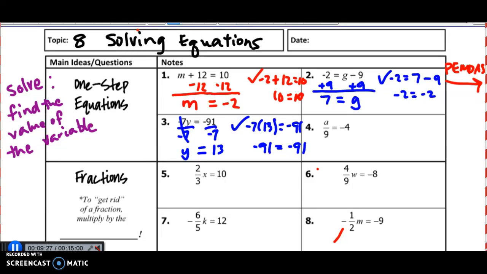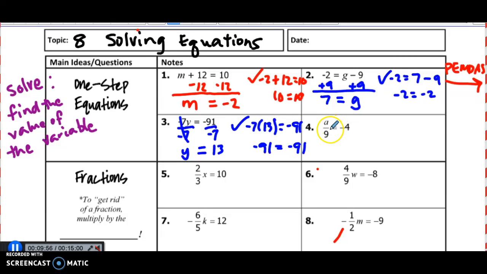All right, and as you've probably guessed, our last one, I'm going to look at an equation where I'm dividing the variable by a number. So as I look at this equation, I have a divided by 9 equals negative 4. To solve an equation, I need to find the value of the variable. So that means I need to get a all by itself. So I need to get rid of or undo this divided by 9.